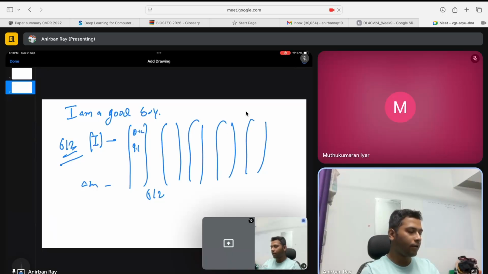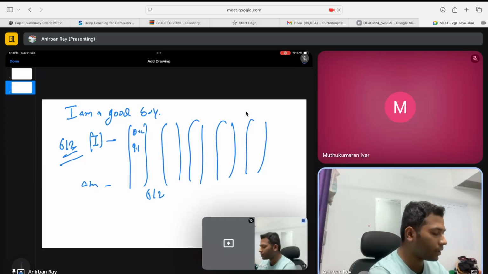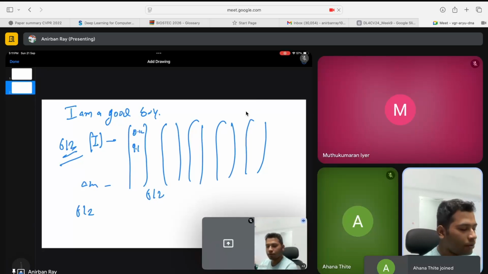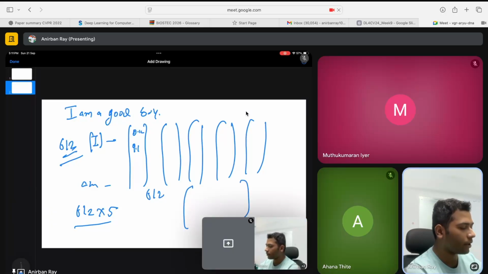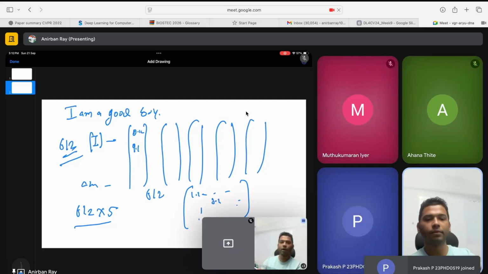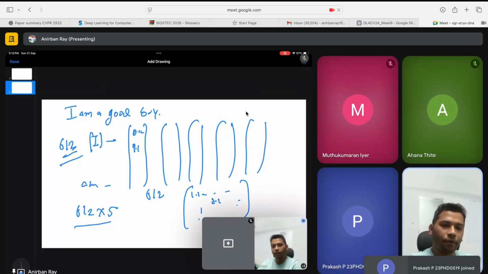So you stack all of this together. What is the dimension of this? It is 612 multiplied by 5, and you can represent it as a matrix. Some values are there, 1 point something, 0 point something. You join the embeddings together and they form a matrix.